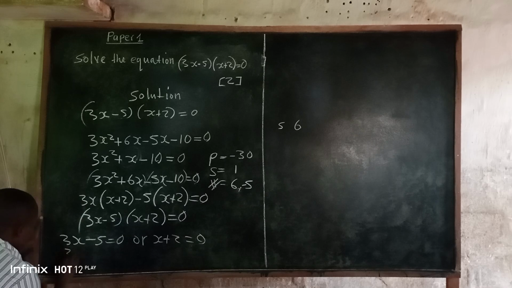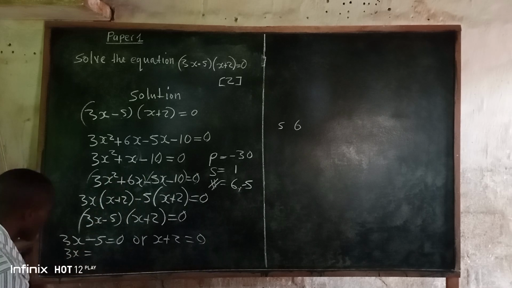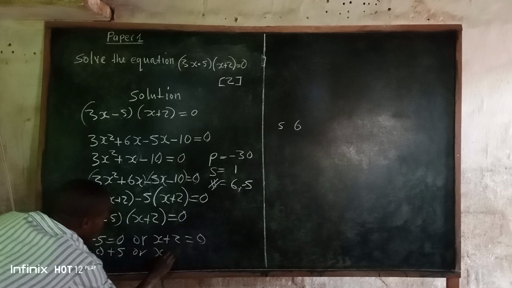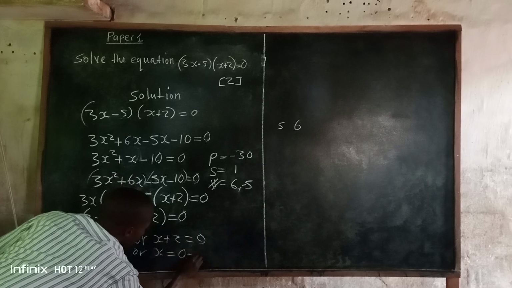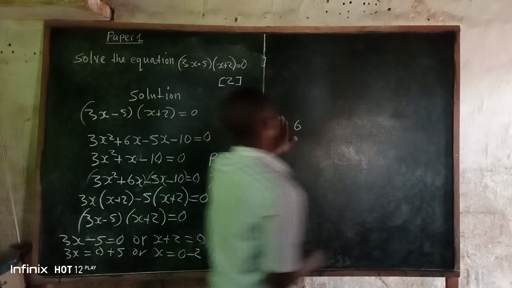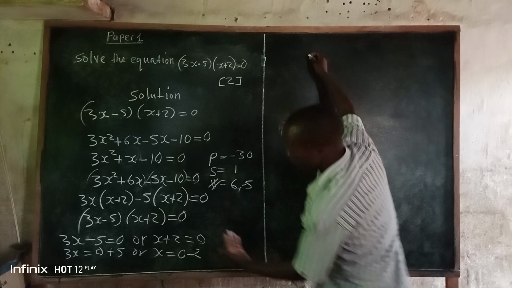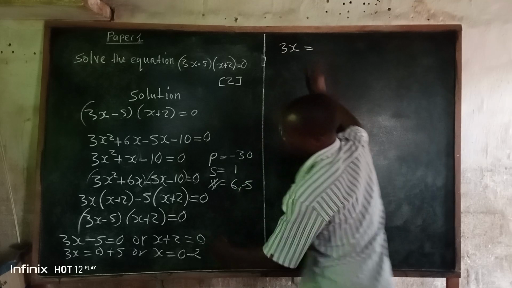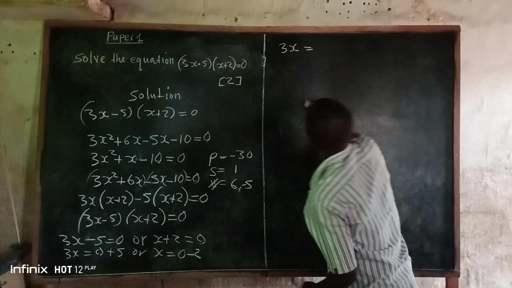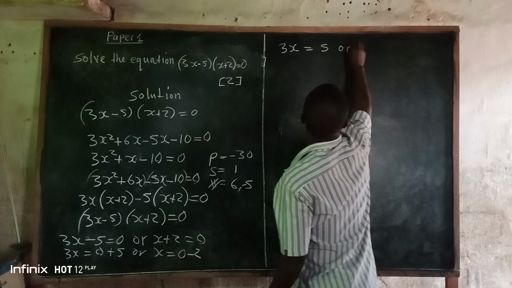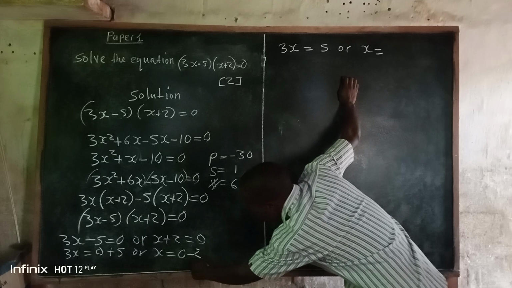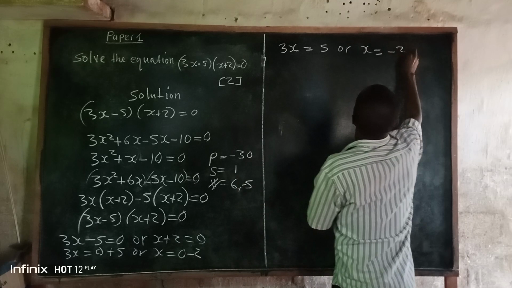Then 3x equals, when this one goes to the other side it becomes positive, 5 plus 0. Or x equals 0, this one will become negative. So from there we are saying 3x equals 0 plus 5, the answer will be 5. Or x equals 0 minus 2, the answer is negative 2.